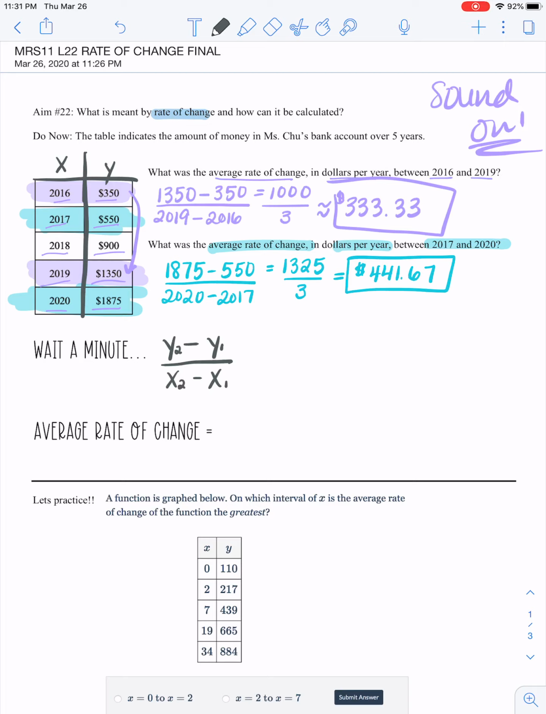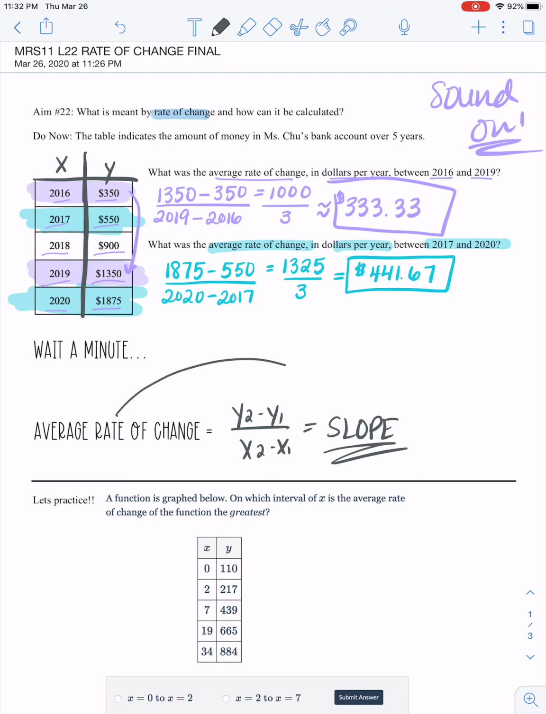Holy moly! That looks really familiar to me, and that should look really familiar to you as well. I'm sorry, guys, I meant to write this here. Our average rate of change is y2 minus y1 over x2 minus x1. And that formula, if you don't know, guys, is our formula for slope. That is our slope formula. Crazy. So, another word for rate of change is slope.